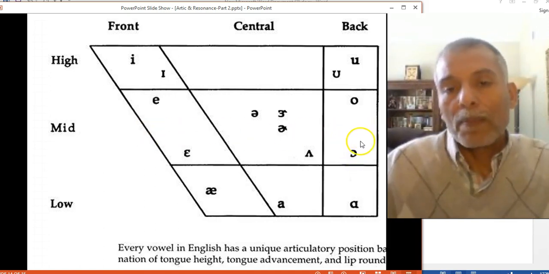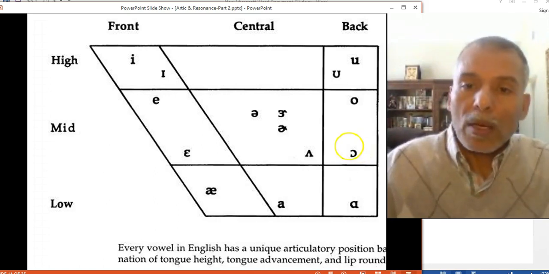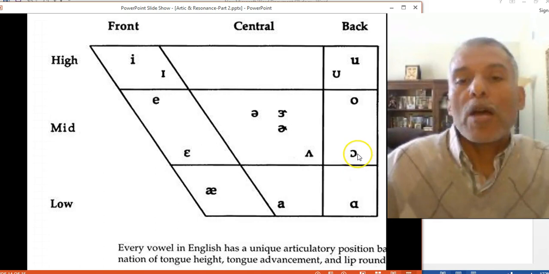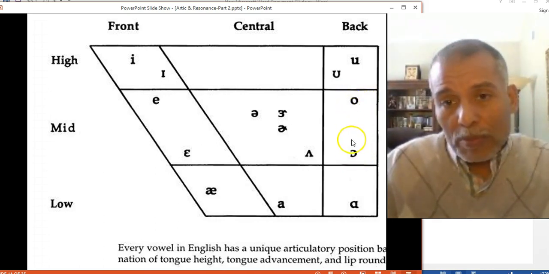mid-back, muscular tension, it is tense, and all rounded. So as you look now, they have the same description.